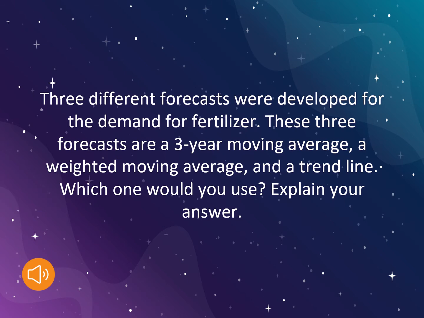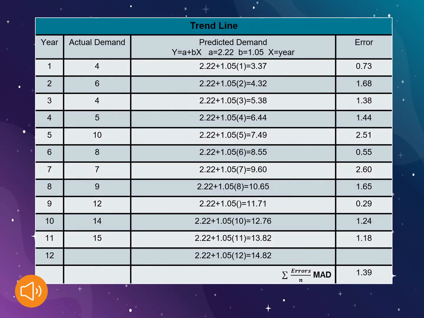Since the data are still the same, and we already have solved the first two methods, the 3-year moving average and the 3-year weighted moving average, we're just going to show you the trend line method. It will be presented to you in the next slide. Here's the trend line forecast table.